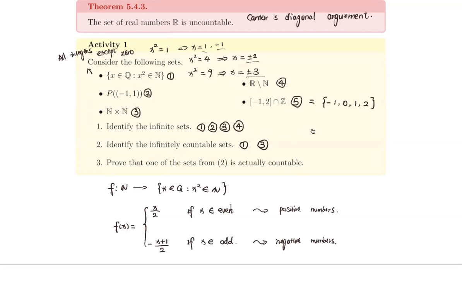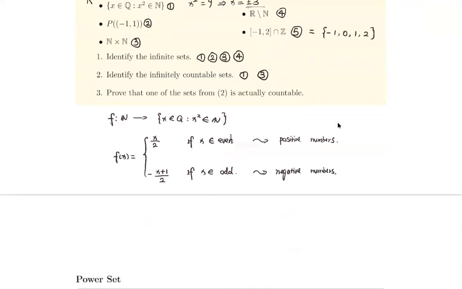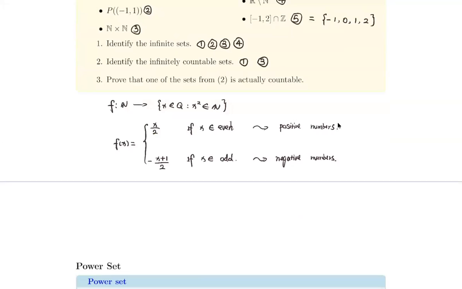Would the even negative numbers get covered by f of x? Yes. So for example, when x equals 3, you have negative 3 plus 1 over 2, which is negative 2. Any other question?